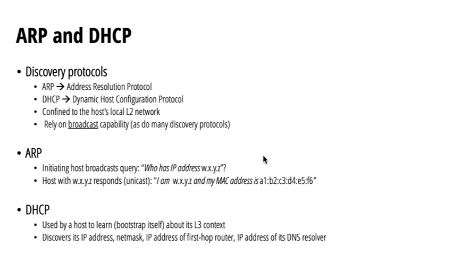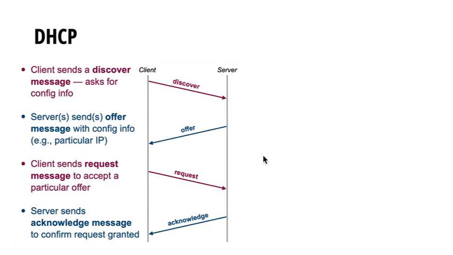Okay. DHCP is how a host, when it comes up, discovers its context in the L3 world. This means its IP address, its net mask, the IP address of its first hop router, and typically the IP address of its DNS resolver. So, a quick review of how DHCP works. It's a pretty simple protocol. The client starts by sending a discover message saying, I need to be configured. Usually you have multiple DHCP servers on the same local network, but for now, let's say one of them responds saying, here is my offer. This is a potential IP address, your net mask, and so on, all the parameters we talked about.